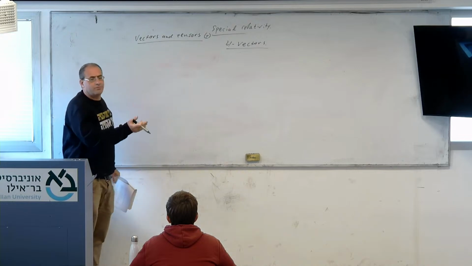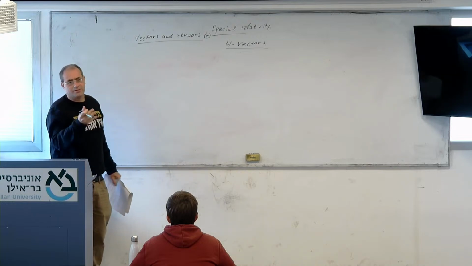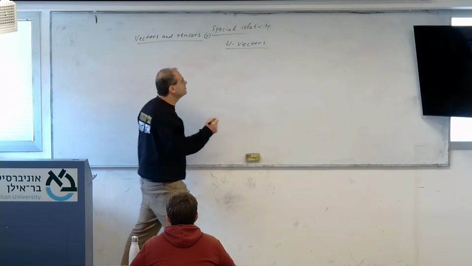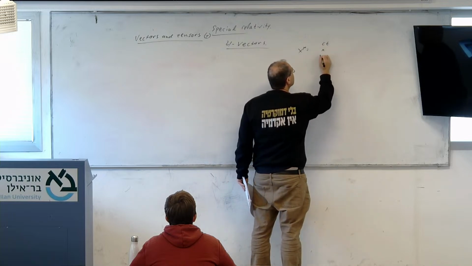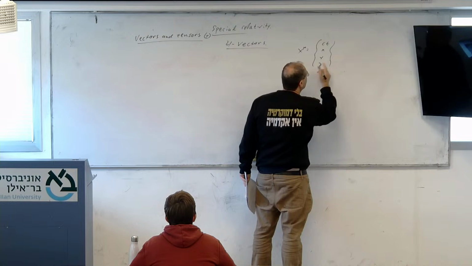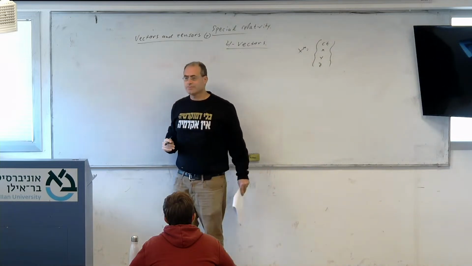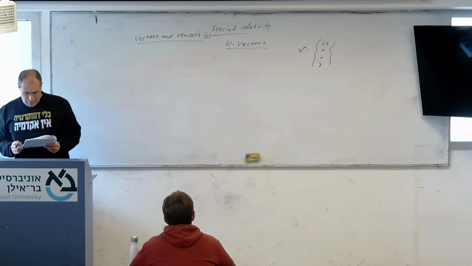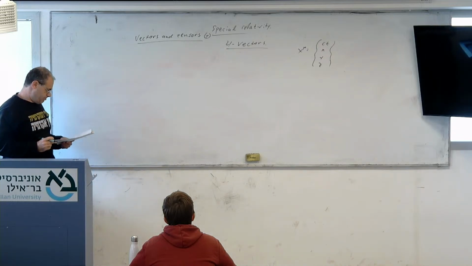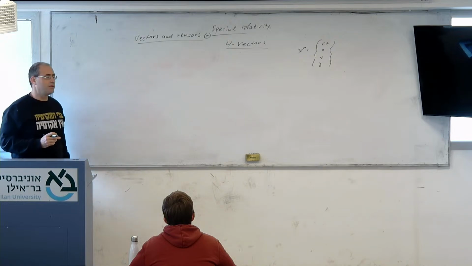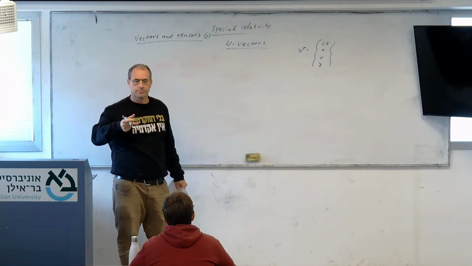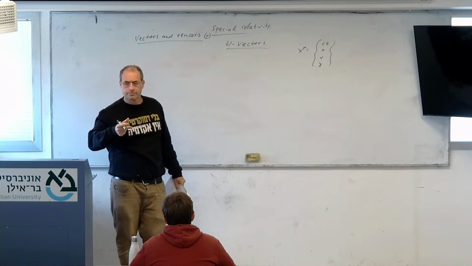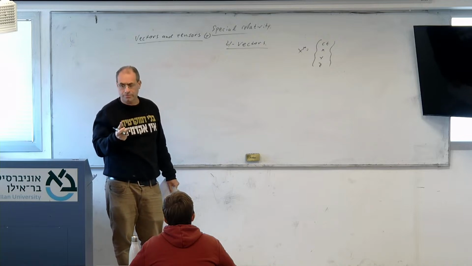Well, I've already presented one vector. X mu is a vector. X mu. It's a 4 vector of location. And what happens to the components of x mu when we change the coordinate system? They change. How do they change?